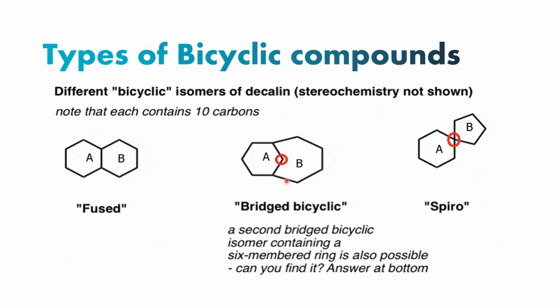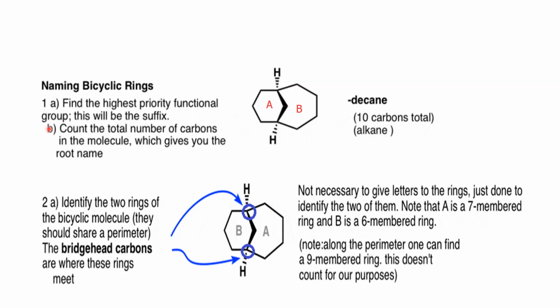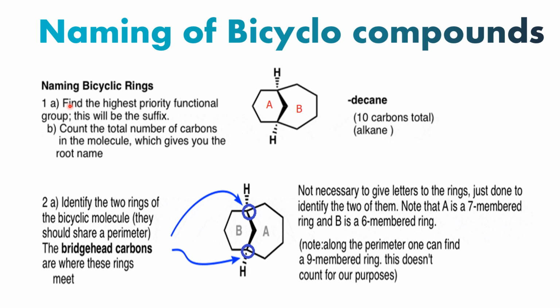This is also an example of a bicyclo, but it is called a bridged bicyclo compound. And these two rings A and B are fused together by a common carbon. It's called a spiro compound. How can we name this bicyclo compound?